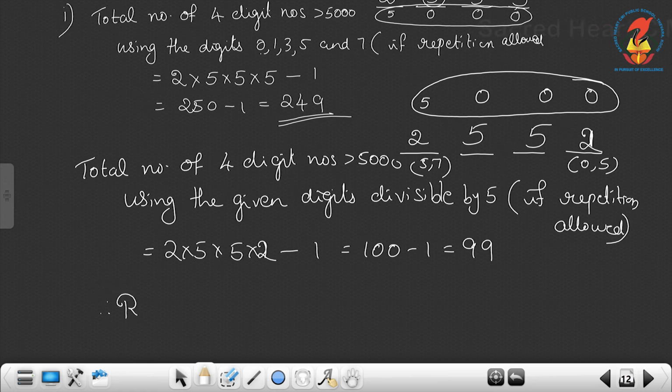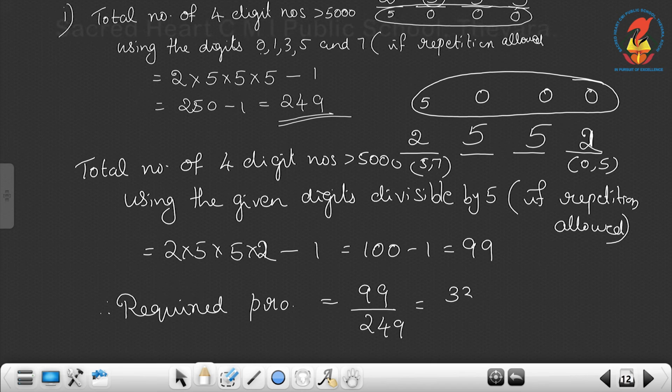Therefore, the required probability is equal to 99 by 249. We can cancel by 3: 33 by 83. Isn't it? 33 by 83.